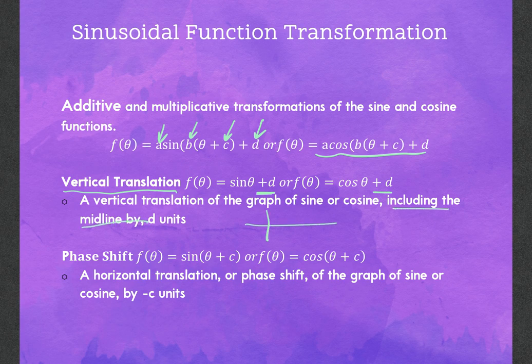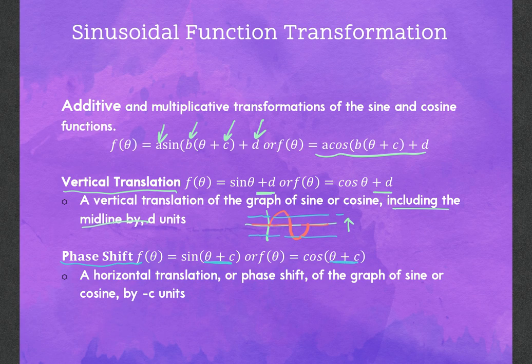So if your midline was originally at 0 for your parent function, let's say the parent function of sine, if we shift our graph up 1 unit, then our midline is now at 1. If we shift it down 1 unit, then our midline is now at -1, or y equals 1 or y equals -1 specifically.